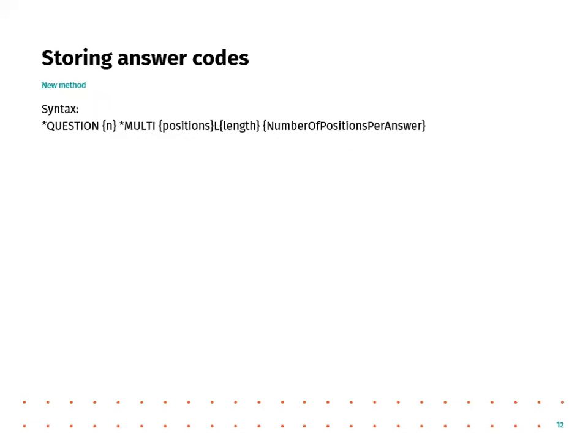Now we created a new method where you actually can leave out the star codes. We just specify star multi with positions, a length, and a third argument, the number of positions per answer. And so if we look at the previous one, we could specify this then as a multiple with a length of 60, with a length of 3 per answer, which will give us the possibility to store 20 answers out of this whole list.